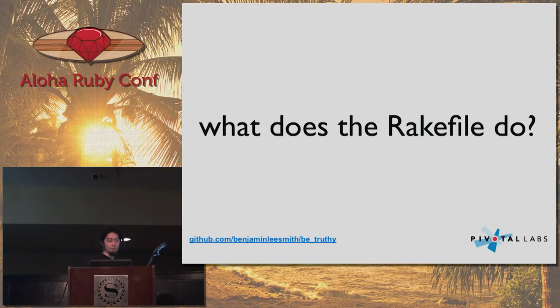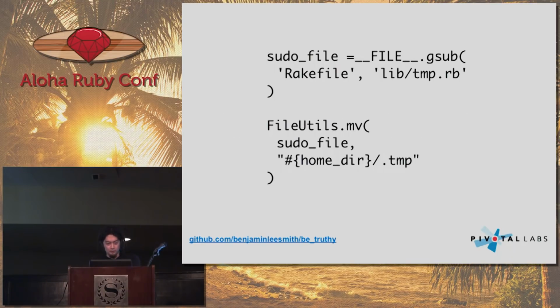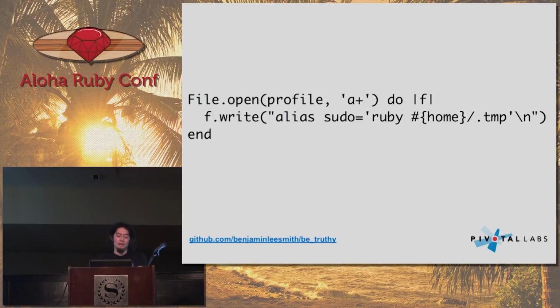So first of all, what does the Rakefile do? This was the Rakefile that ran at install time. So when we did a gem install, this Rakefile ran. Let's take a look. It copies that temp.rb into your home directory and hides it as .temp. It then proceeds to add an alias for sudo to your bash profile and points sudo at that new .temp file.